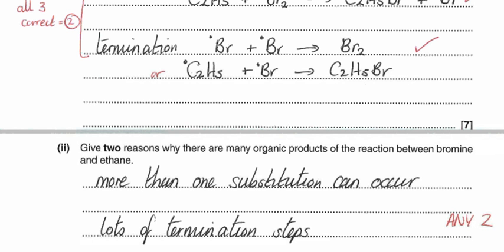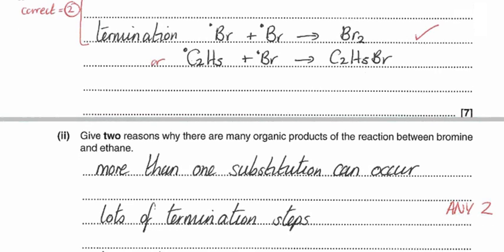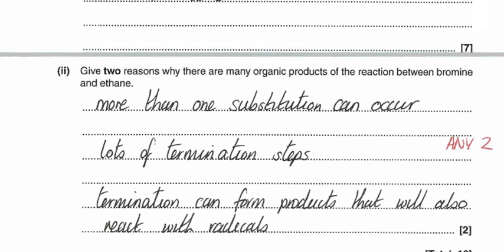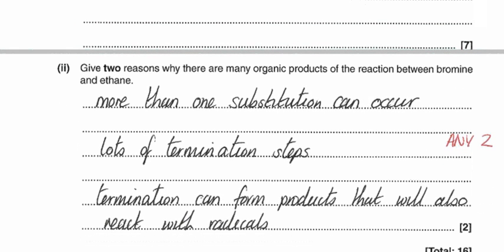And finally, you've got products from the termination steps might also react with radicals. So you've got it covered there if you're saying that there's more than one substitution, lots of termination steps, products from termination reacting back. It all goes a bit crazy as it's a chain reaction, so you can't just get one product. It's very difficult, or impossible, to get a single product from this reaction.